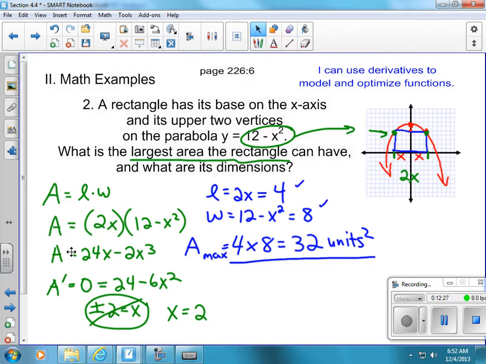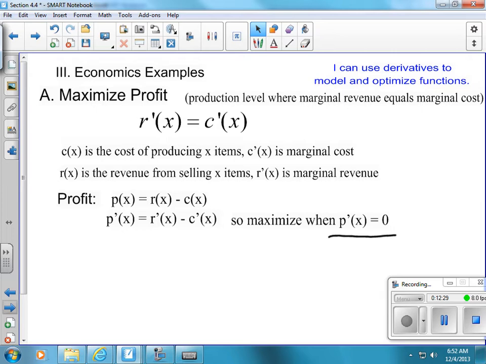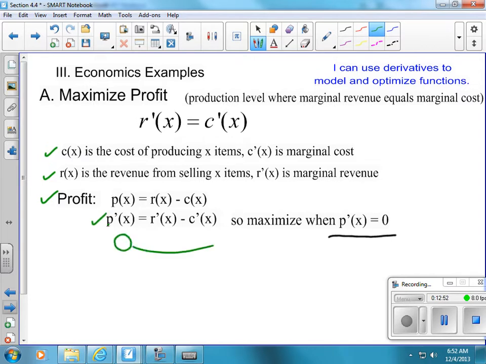You're golden. Next problem. This is economics and maximizing profit. When you have revenue, R is revenue, C is cost. We did this once before. Profit is when you take revenue minus cost. If you take the derivative of the profit, set it equal to 0, that maximizes profit.